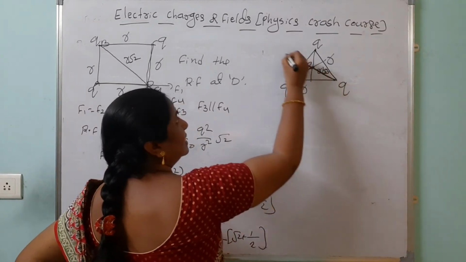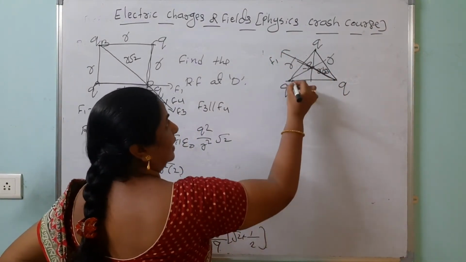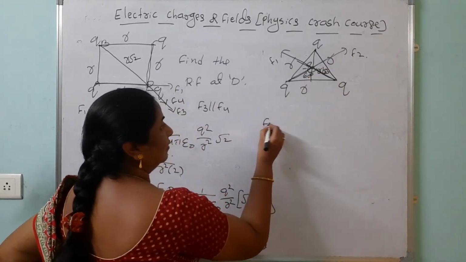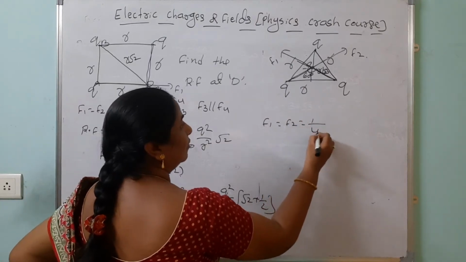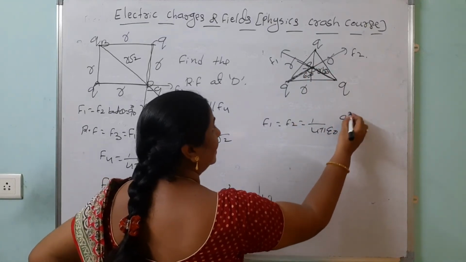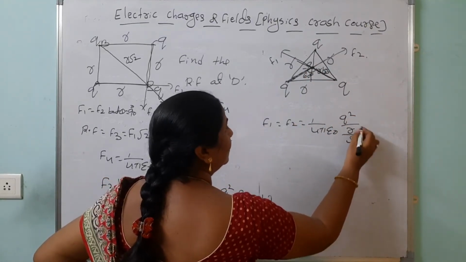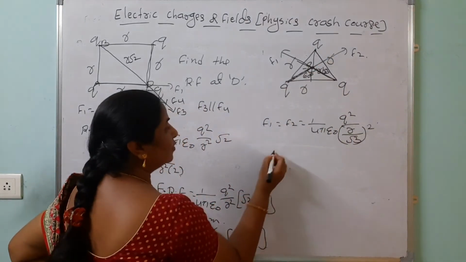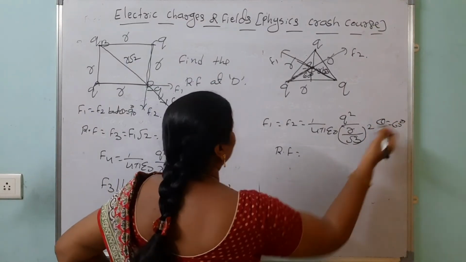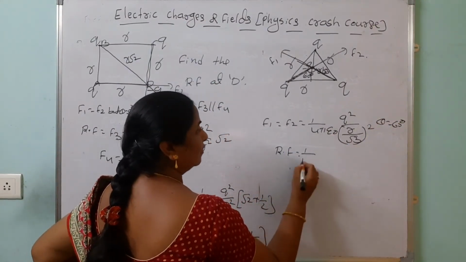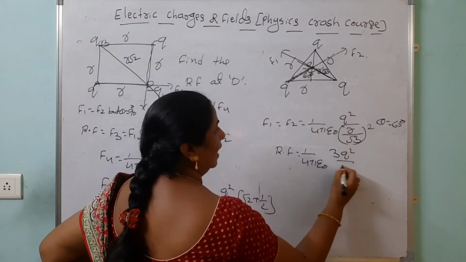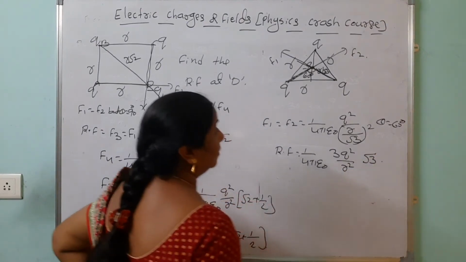See, one force is acting like this, F1, due to this one. Another force is acting like this, F2. Here how much angle is there? 60 degrees. So F1 equals F2 equals 1 by 4 pi epsilon naught, but the distance, you see, is R by root 3. So we can write Q square by R by root 3 whole square. Resultant of these two forces, how much? You take the angle as 60 degrees. So F root 3, and this value is 1 by 4 pi epsilon naught, 3q square by r square into root 3. This one.